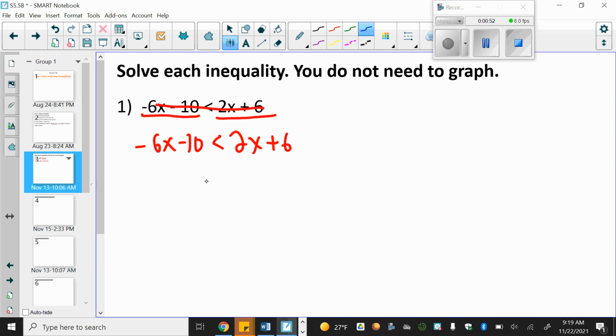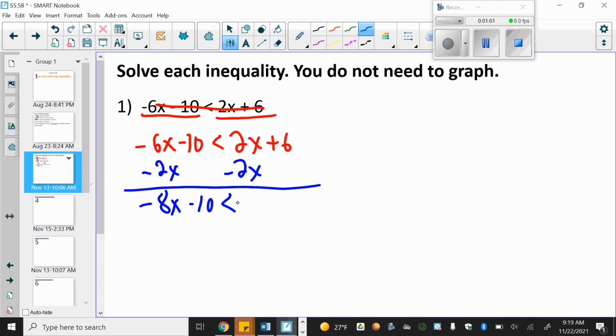Next step, letters to one side. I like to go from right to left. So minus 2x and minus 2x gets us negative 8x. Minus 10 is less than 6. Then we're going to move our constant to the other side. So add 10 and add 10 to get negative 8x less than 16.